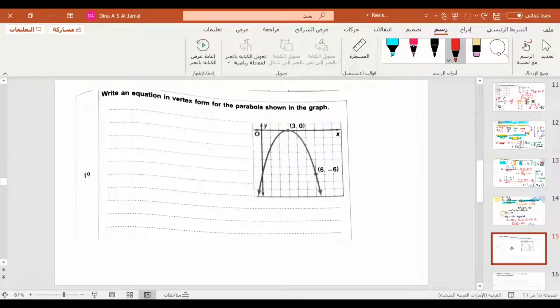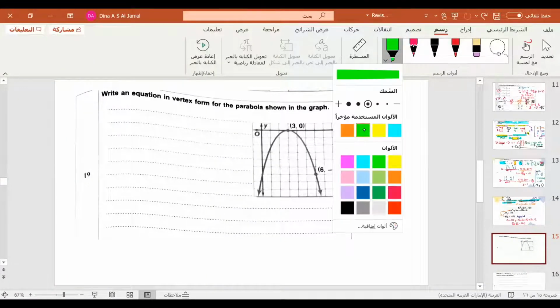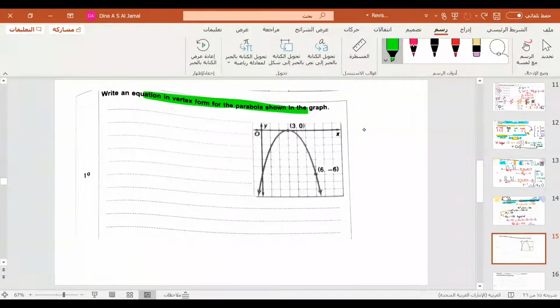Write an equation for this parabola. And he wanted it in the vertex form. So this is the key of your solution. You should know what the vertex form is: y = a(x - h)^2 + k. And you should know that this is your vertex.